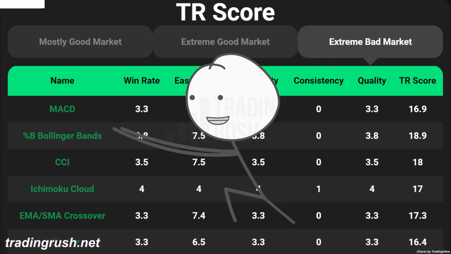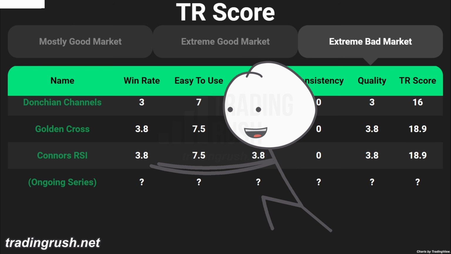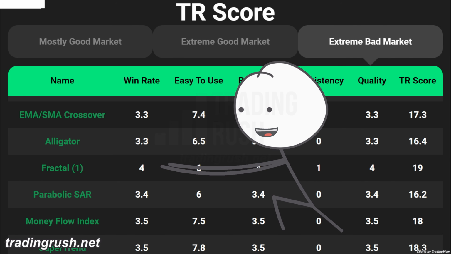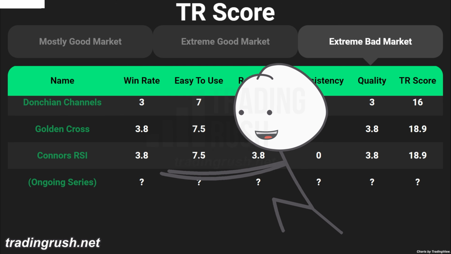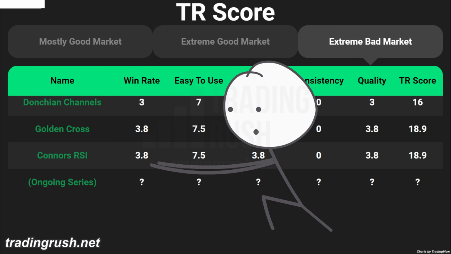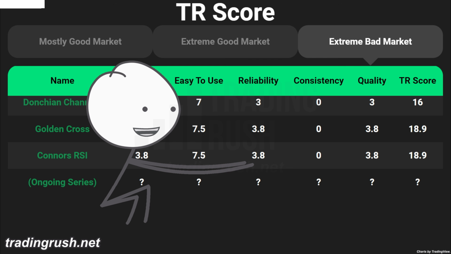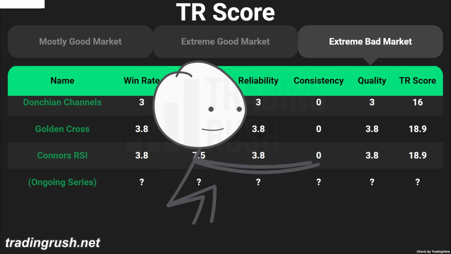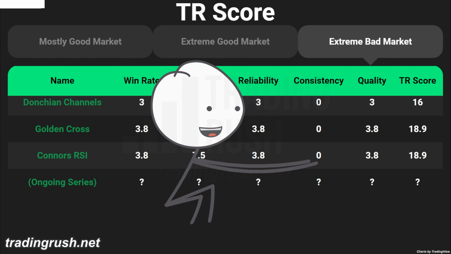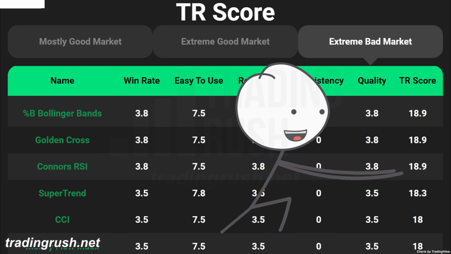But in the extremely bad market, Connors RSI gets a 3.8 out of 10 in the win rate category, which is not a bad score. The highest score in this category is 4 out of 10, because most strategies just straight up lost money continuously. So, this 3.8 out of 10 score is pretty decent. The easy-to-use score is 7.5. The reliability and the quality of trade score is 3.8 out of 10. Since it didn't make any profit, it gets a 0 out of 10 in the consistency of profits category. That brings the total TR score to 18.9 in the extremely bad market. It ranks around the 6th place from the top.